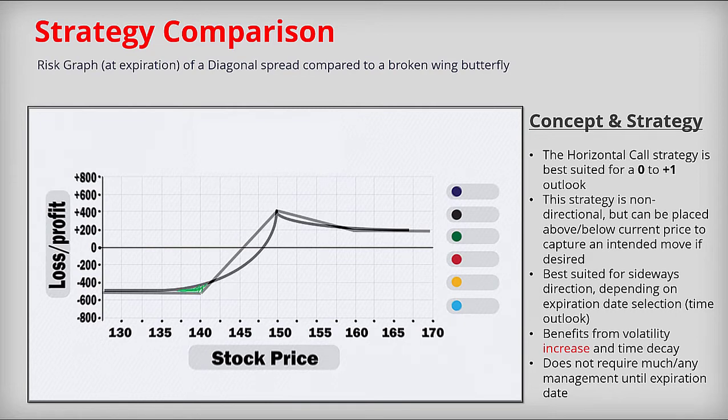So you can see here, if it goes down, this diagonal call spread strategy will actually be much better up to a certain point. And you can see that in these areas, it's going to be a little bit better.